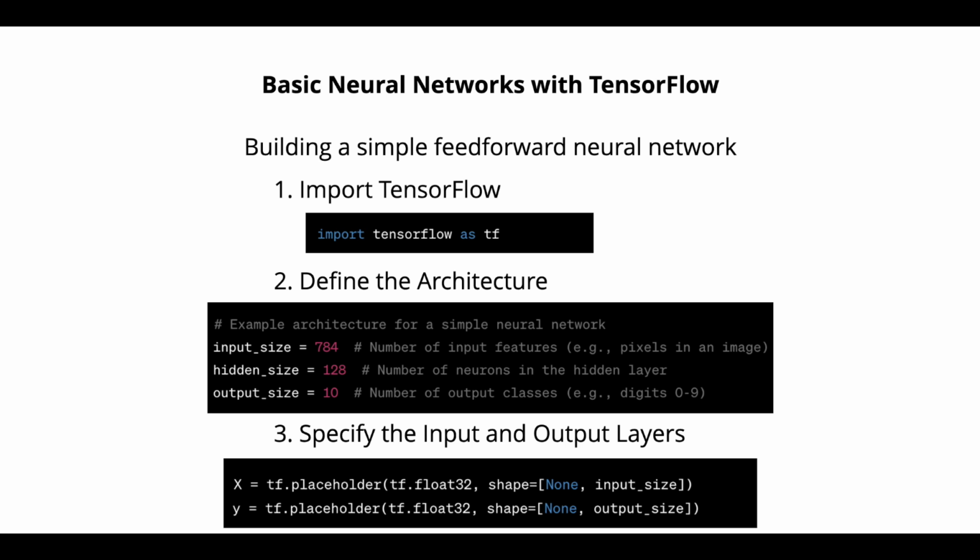Next step is specify the input and output layers. You define the placeholders for the input data X and the corresponding labels Y if you are working on a supervised learning task. You do it like this: X equal to tf.placeholder, tf.float32 is what I'm using, shape equal to None, input size. Y equal to tf.placeholder, tf.float32, shape None, output size.